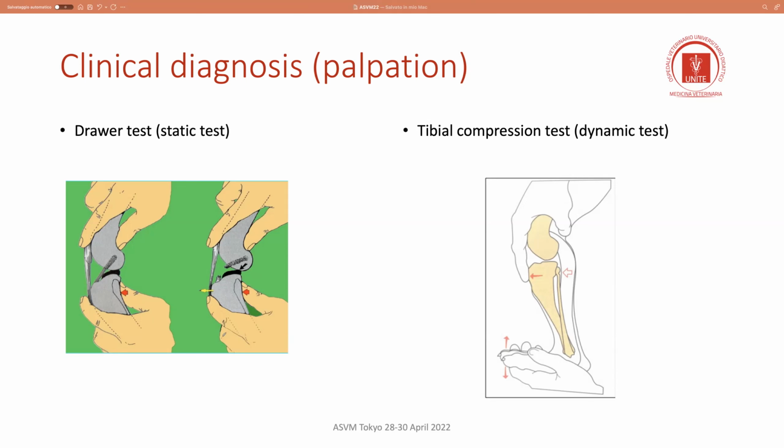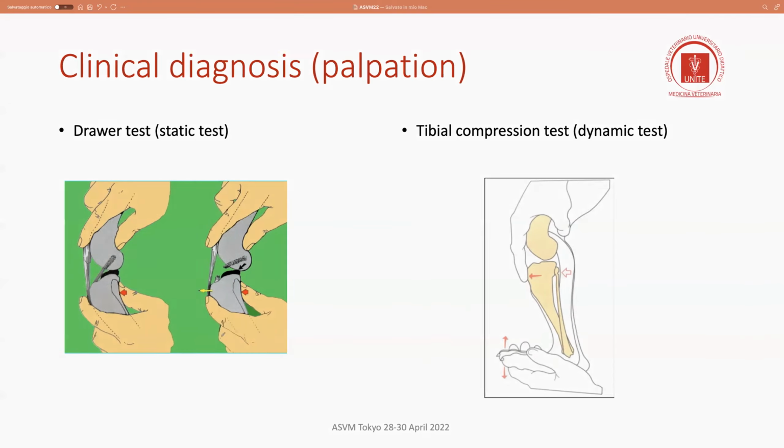The drawer test is a static one in which the operator moves the tibia cranially, and in case of cruciate disease, we can appreciate a cranial dislocation of the tibia in relation to the femur. The tibial compression test is a dynamic test in which we simulate what normally happens during the dog weight bearing. Flexing the hock joint, we can appreciate a cranial displacement of the tibia as well.